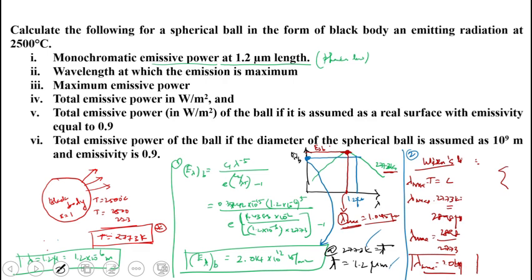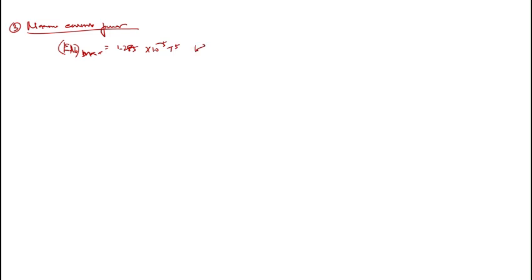Then the third one, we are going to find the maximum emissive power. The first one is the monochromatic emissive power. The next one is the maximum emissive power. So maximum emissive power is calculated by the formula E lambda B max is equal to 1.285 into 10 to the power of minus 5 T to the power of 5. That is watt per meter square per meter length.